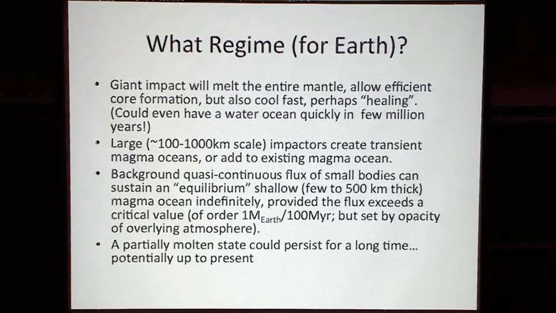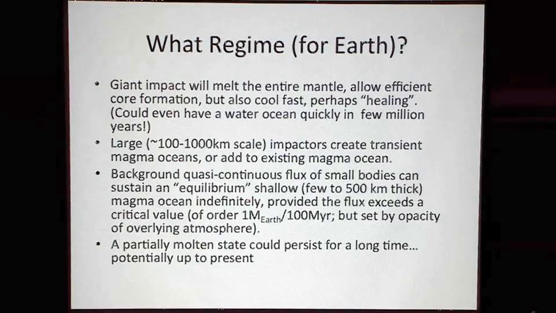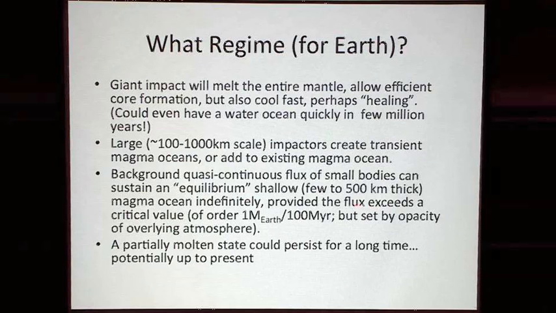Intermediate-sized bodies can create transient magma oceans. That's the Tonks and Melosh story, or add to an existing magma ocean. And of course, if I'm just raining in solid objects, I get what is like a greenhouse effect. But of course, in the standard greenhouse story, it's sunlight that's penetrating through the atmosphere, providing energy that then has to escape by infrared and has trouble getting out. In this story, it's accretional energy, not sunlight, that's adding energy at the base. And provided the flux exceeds some critical value, this is a way of sustaining a steam atmosphere. And this is the Abe and Matsui story, but keep in mind that that atmosphere will collapse once the accretion stops and may even have collapsed between giant impacts. But a partially molten state can persist for a long time.